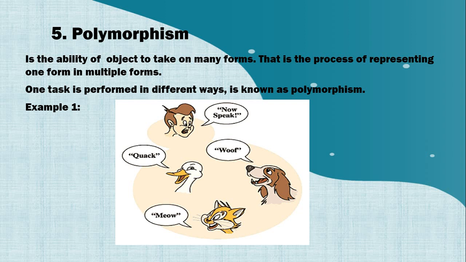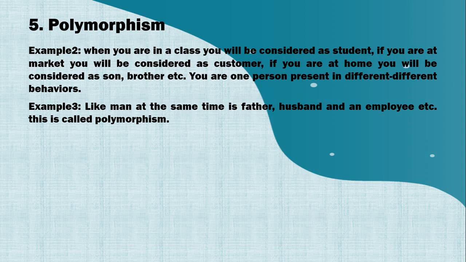Another example. If you are in a class, you will be considered a student. If you are the same person at the market, you will be considered a customer. If you are at home, you will be considered a son, brother, etc. So one person presents different behaviors. Another example: a man is at the same time a father, husband, and employee. So this is called polymorphism. We can say that polymorphism is representing one thing in many forms. Poly is many.